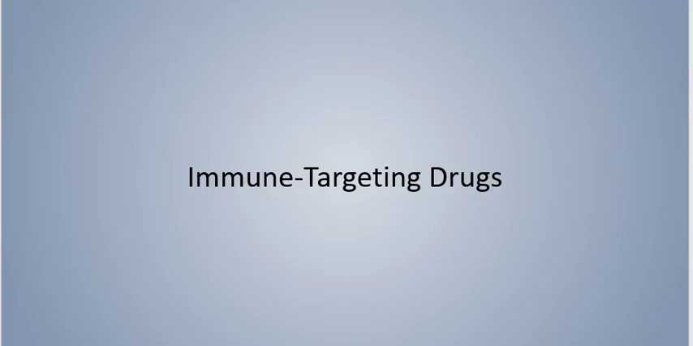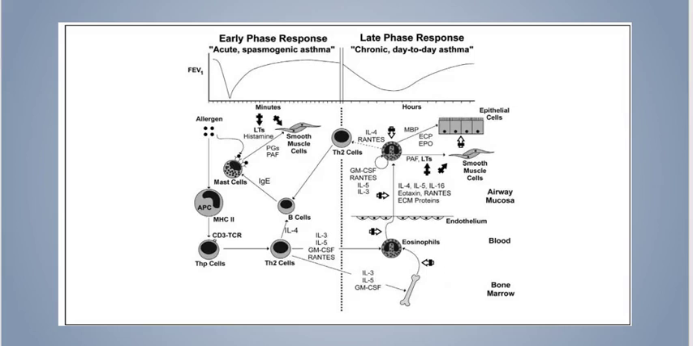So the next section are the immune targeting drugs, and we've already talked about the first group of drugs in this class. Sorry, I went too fast. The steroids, and so you can subdivide the progression of asthma, so to speak, into kind of an early phase versus a late phase response. But at the end of the day, both of these processes are basically exacerbated or put forth by the immune system.